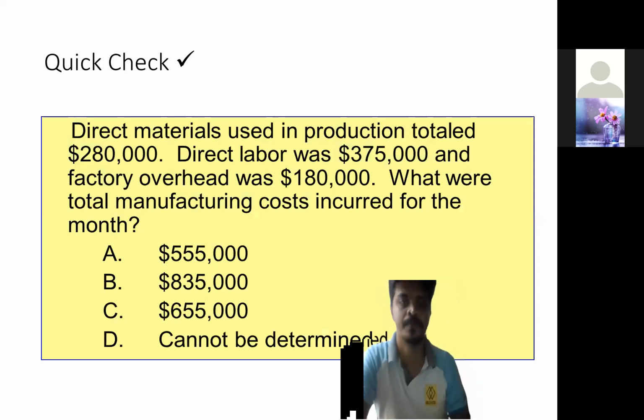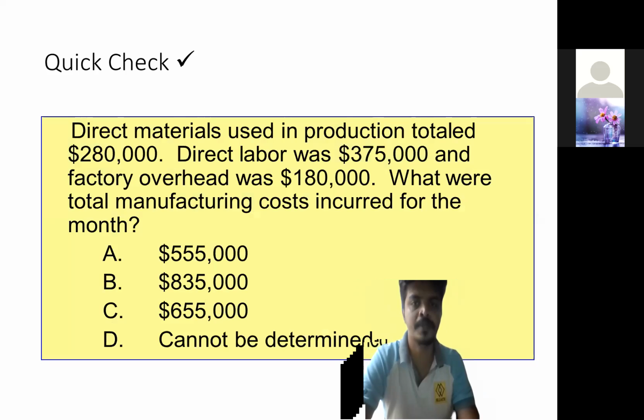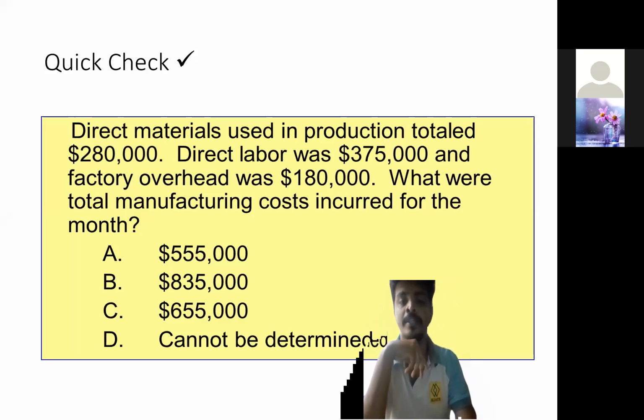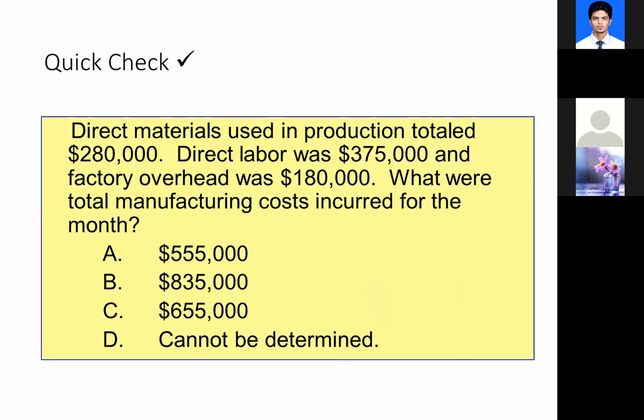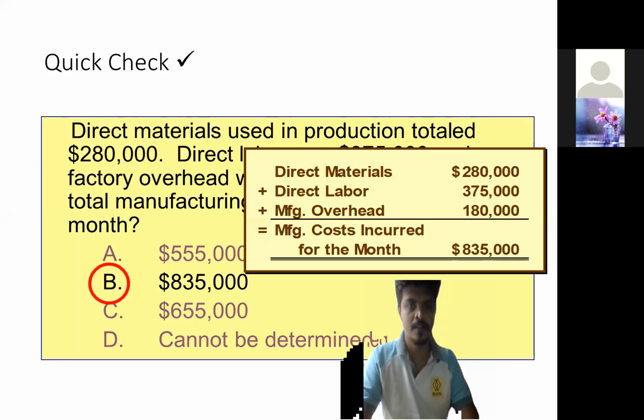Okay, next one. Direct materials used in production totaled 280. Direct labor was 375 and factory overheads was 180. What were the total manufacturing cost incurred for the year? Tell me the answer. Very easy one. Yes, we need to add together. You studied that up to now. Total manufacturing cost equals direct material, direct labor, and manufacturing overheads.